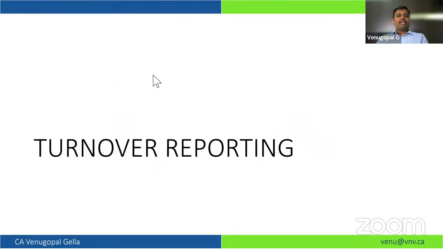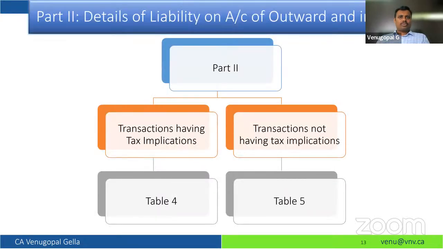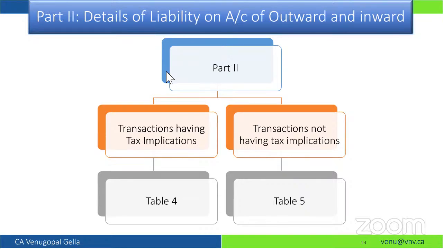So let's get on to what turnover I have to report. If you have any questions, please put your questions in the chat. I'll take those questions appropriately as and when they come. What turnover should I report? Reporting of turnover in GSTR9 is in two tables, table 4 and table 5.